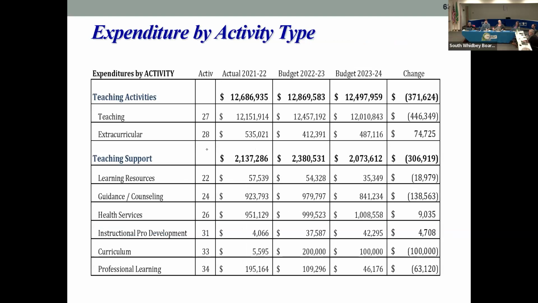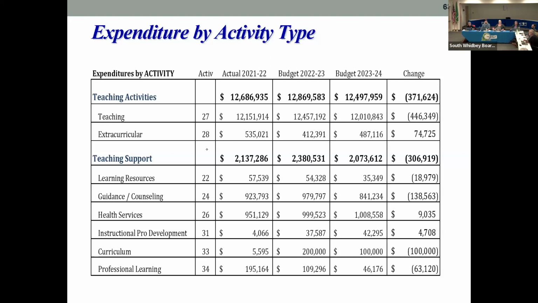So teaching, you have basically two areas in there. Teaching activity 27 is going to be teachers and paraeducators. So you can see that went down. Extracurricular is basically the athletic program, and stipends and a few other things that are kind of non-teaching. So if you get a stipend for a building leadership team or something, it would fall in that category. But we're down about 307,000 roughly in that particular category, one of the smaller reductions as we went through the budget process. And then we got into learning resources.